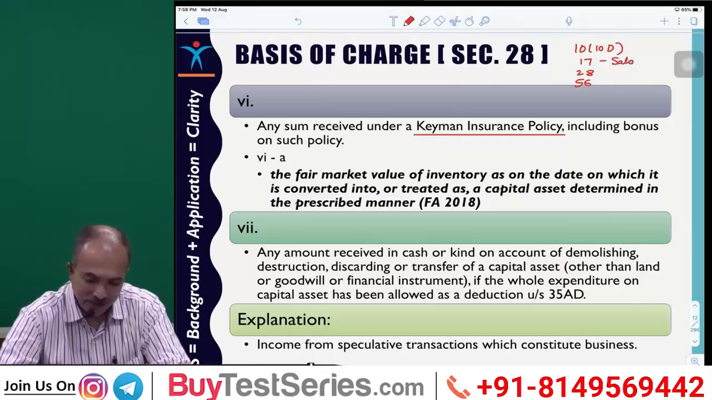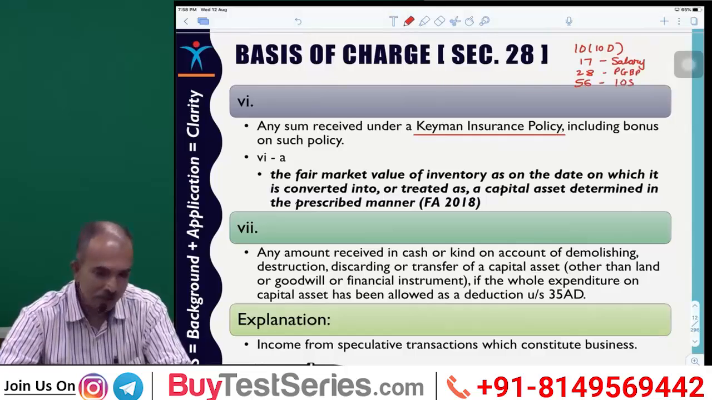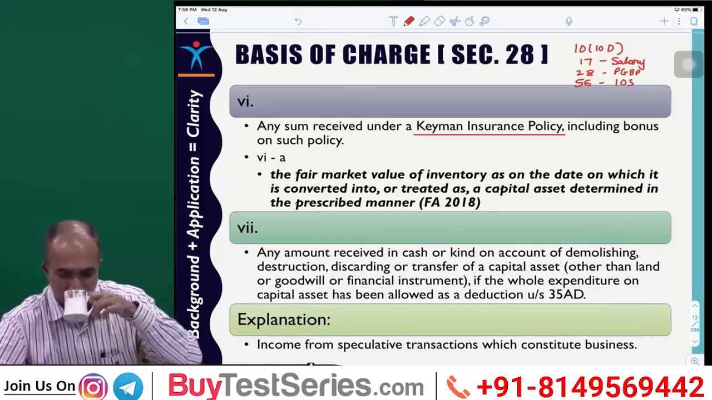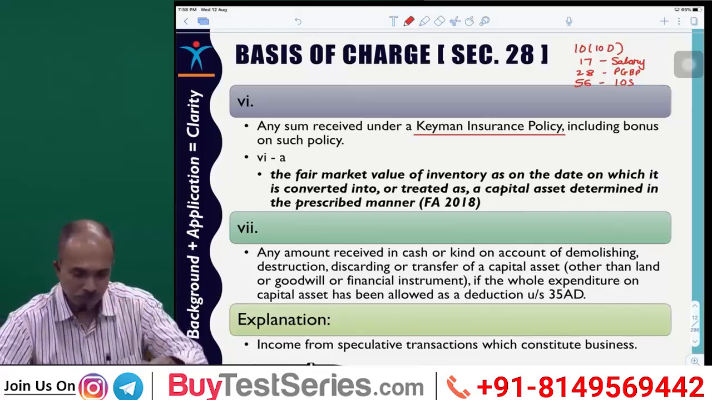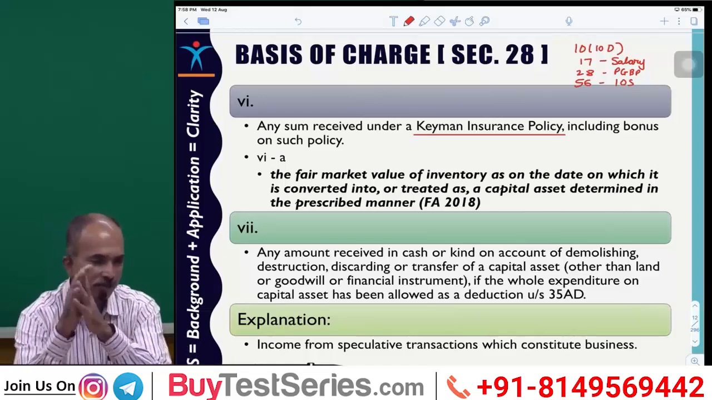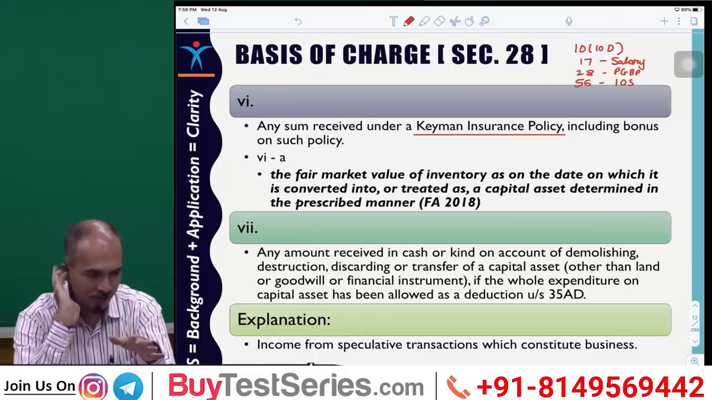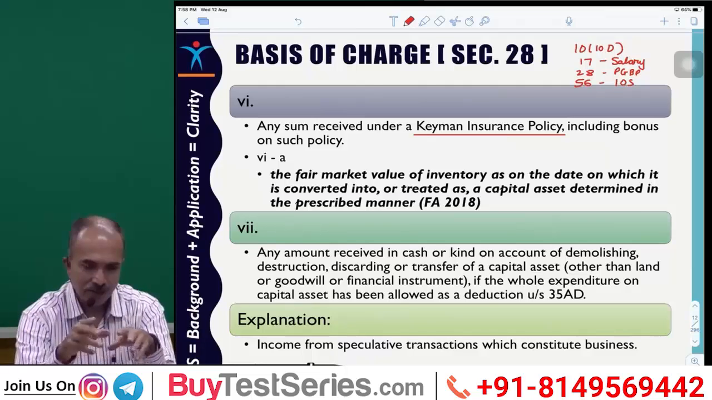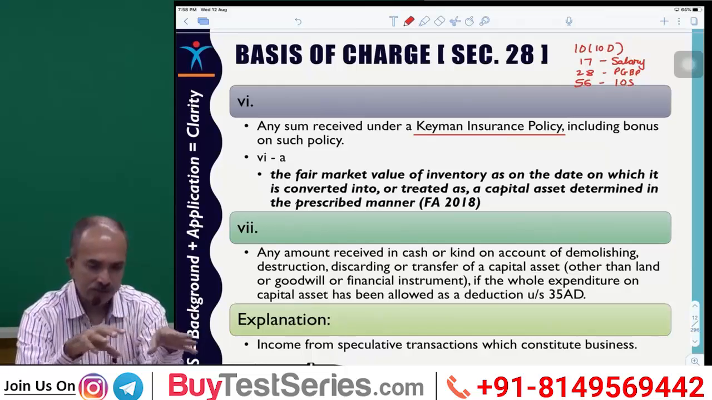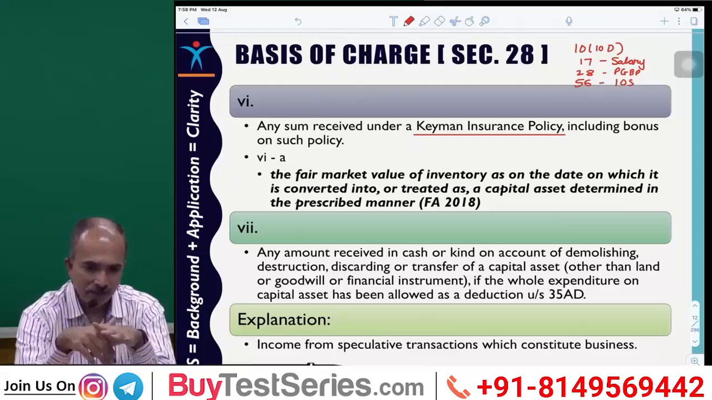17 is salary, 28 is PGBP, 56 is income from other sources. And they amended these 3 heads, I will say, to say amount received against Keyman insurance policy is taxable. Now, ideally, I am the businessman. I pay Keyman insurance, business expense. I get back the Keyman insurance money, business income.